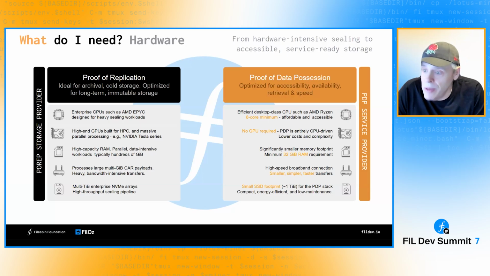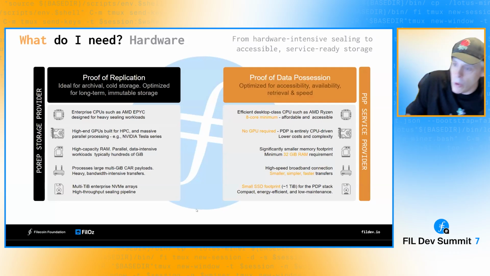So that's a fairly robust stack. You're looking at a lot of space. You're looking at a server rack. You're looking at DC rental possibly. Let's compare that to how we are with hardware on proof of data possession. And you're probably a few steps ahead of me, but you can already see it's massively less. So for CPU, you're looking at a decent desktop class CPU such as AMD Ryzen.